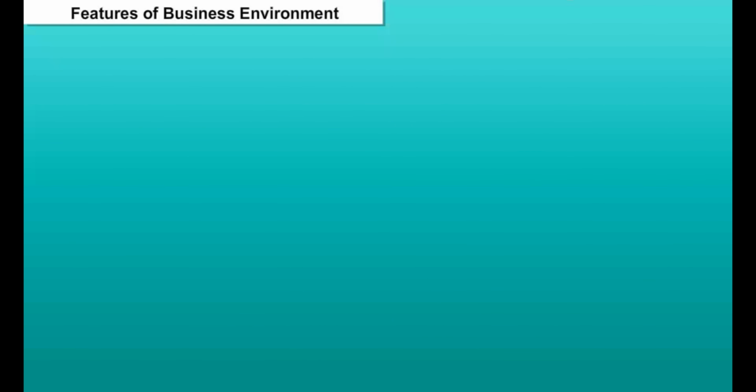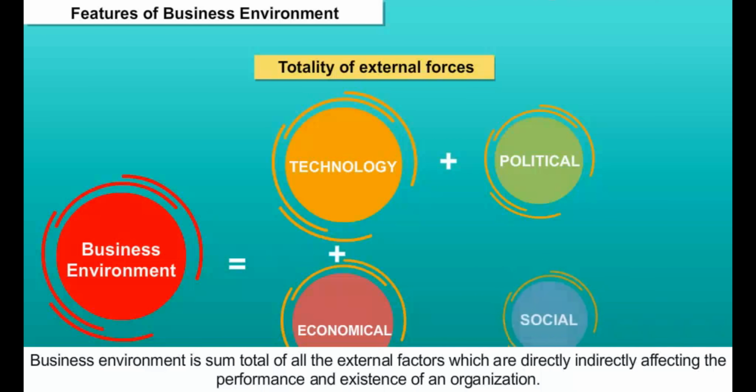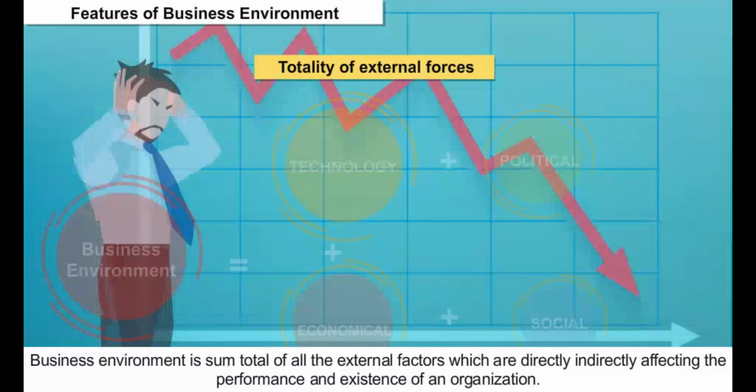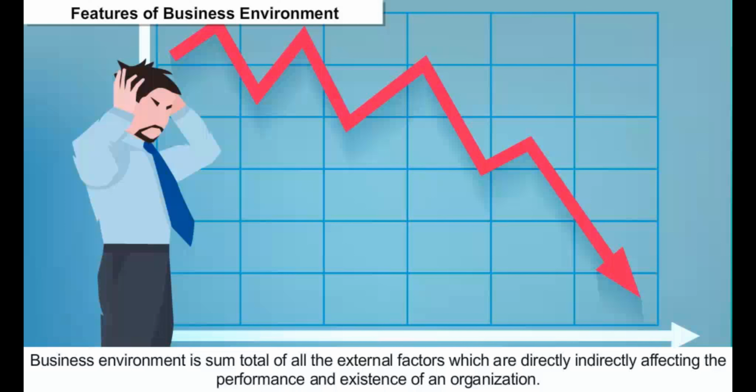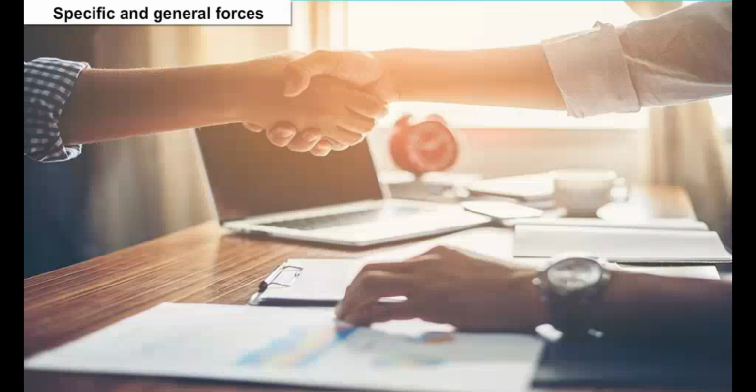Features of business environment. Totality of external forces. Business environment is the sum total of all the external factors which are directly or indirectly affecting the performance and existence of an organization.